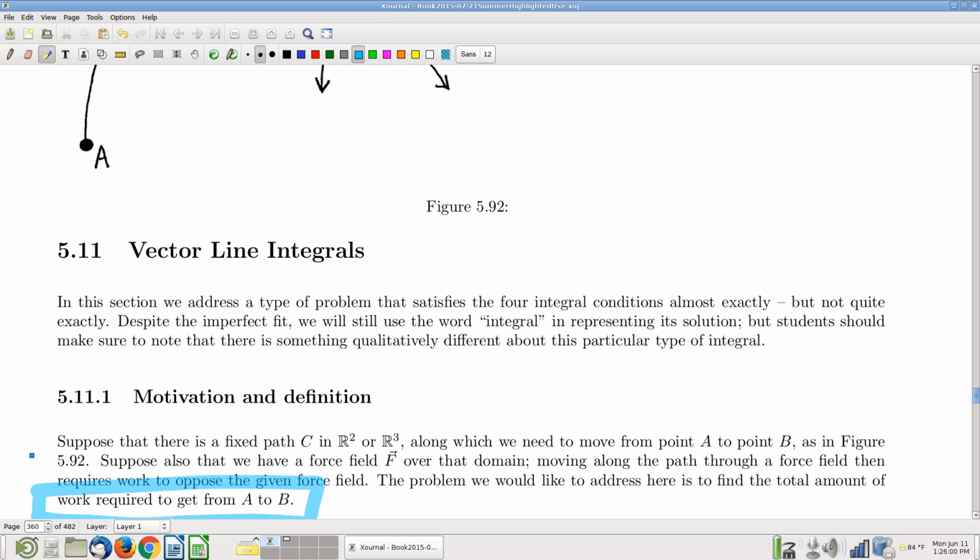Now, quick callback. Y'all remember from chapter 1, right? One of the very first things that we did with vectors is we computed work. And y'all remember, high school physics, work is force times distance. Again, if you haven't had a high school physics course, no sweat. Work is just energy. How much energy does it take to accomplish a certain task?